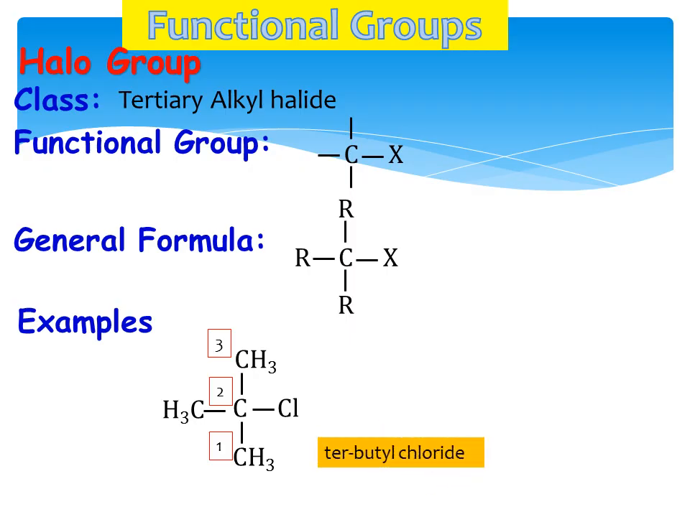As far as the IUPAC naming is concerned, you have to number the chain, and the chain is no more than 3 carbons, so CH3 and Cl are acting as substituents. We have to decide which substituent should be named first, so it is 2-chloro-2-methylpropane.